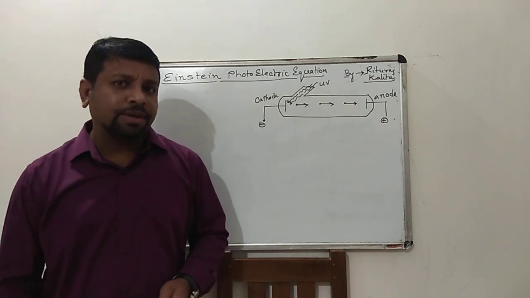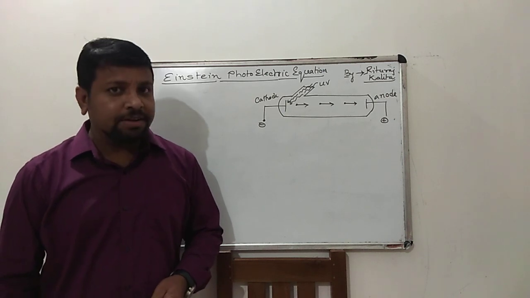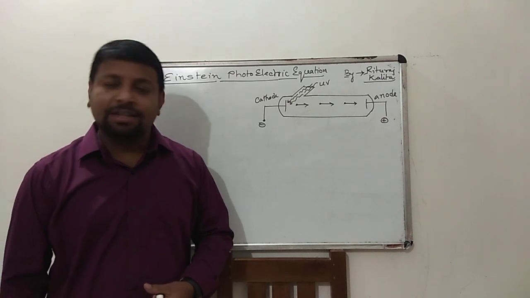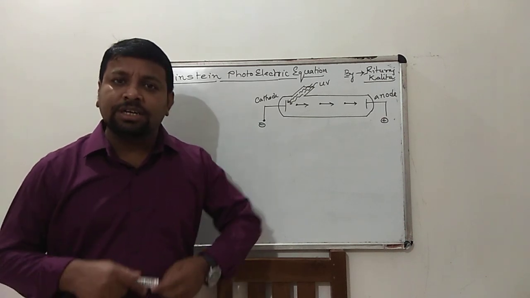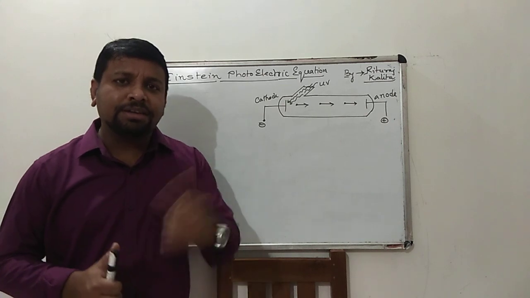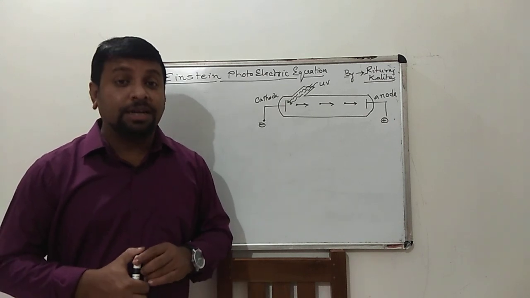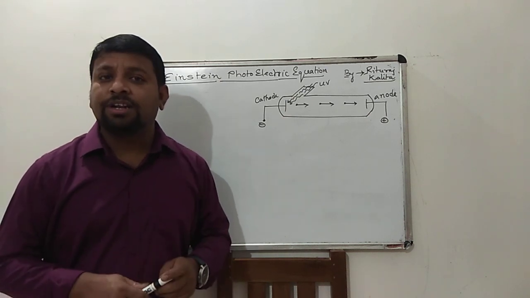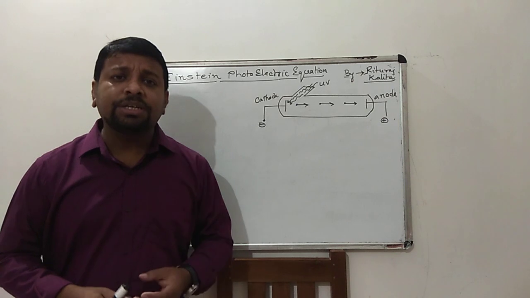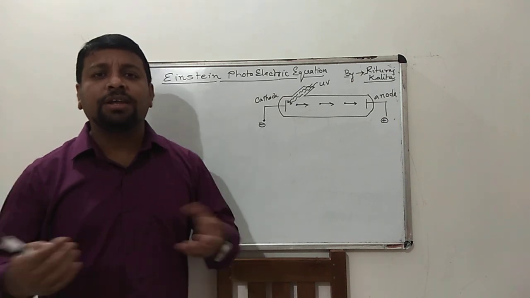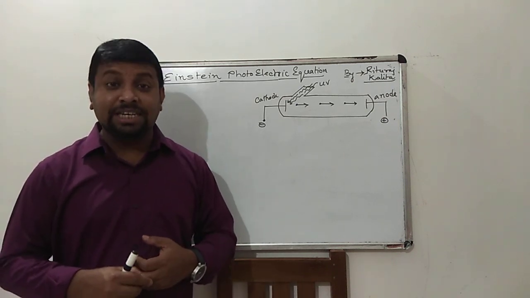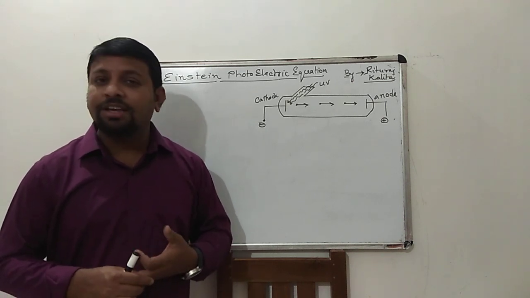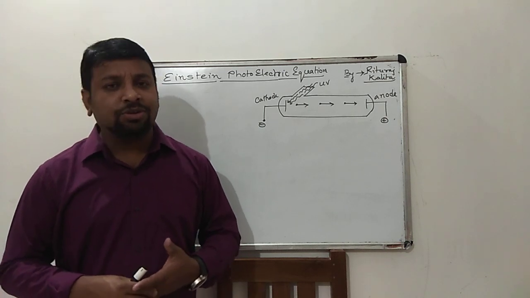In previous classes we discussed the photoelectric effect: when light energy is incident on a metallic surface, electrons are ejected from it. That means we get electrical energy by using light energy. That is the phenomenon of the photoelectric effect. Today we discuss the Einstein photoelectric equation, how Einstein explained his famous experiment of the photoelectric effect.